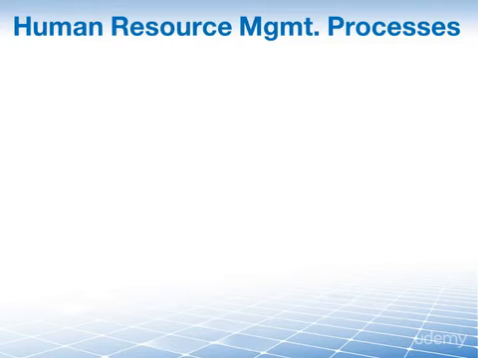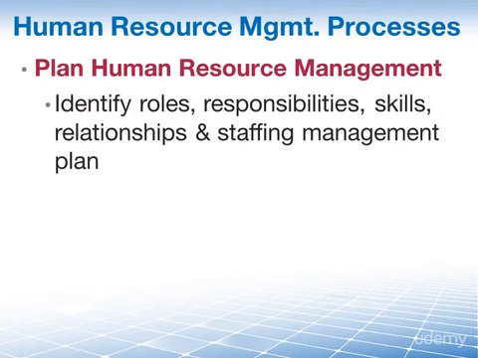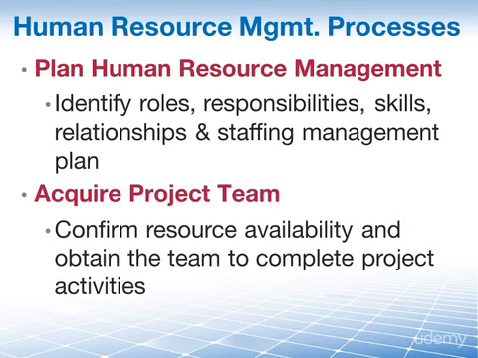And to help us with organizing, managing, and leading the project team, we have 4 processes that are recommended by the PMBOK guide. The first one is plan human resource management. As in most knowledge areas, the first process is a planning process. This is the process of identifying and documenting project roles, responsibilities, required skills, reporting relationships, and creating a staffing management plan. Once we know how we're going to manage our human resources, we can acquire our project team in the process of confirming human resource availability and obtaining the team that is necessary to complete your project activities.